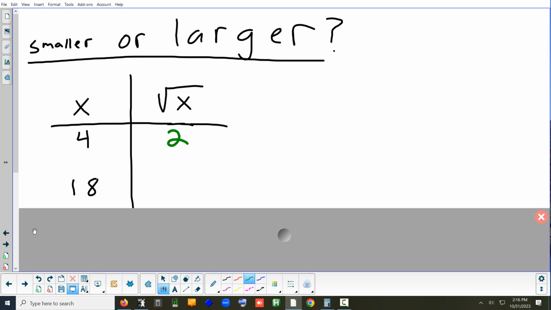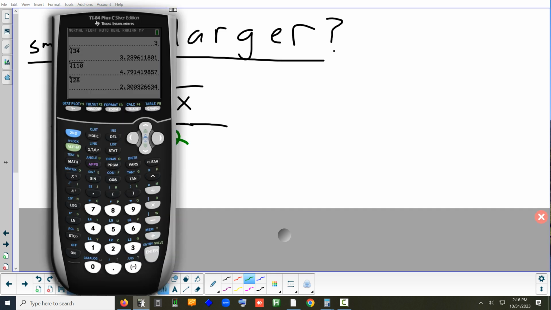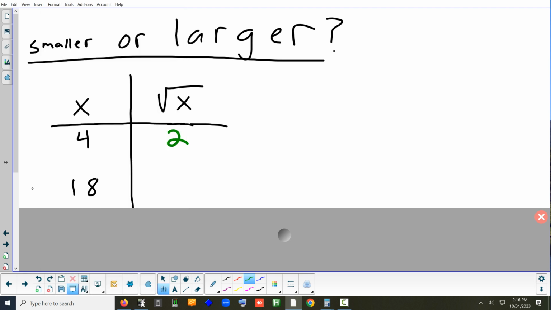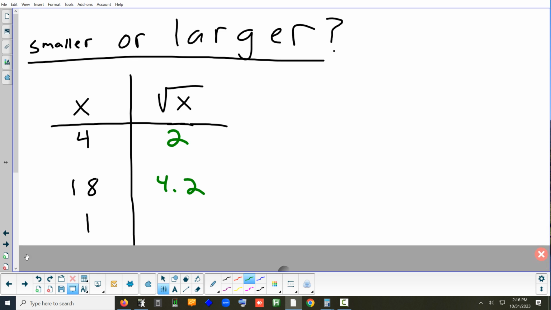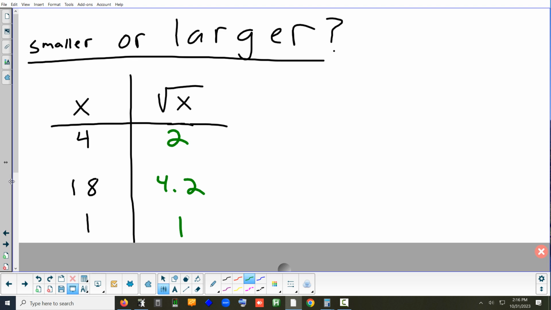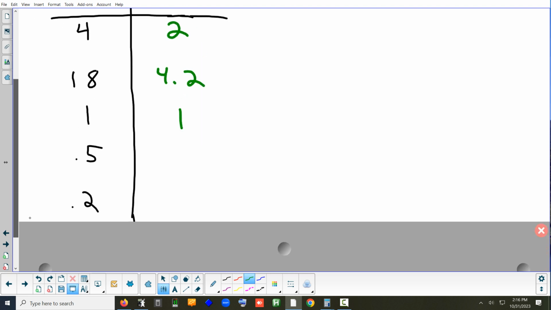Okay. Let's try this one. The square root of 18 is about 4.2. Did it get smaller or larger? Smaller. So it looks like when you take the square root, it gets smaller, right? Okay. What's the square root of 1? 1. Did that one get smaller? No. All right. So maybe when you take the square root, it either stays the same or it gets smaller.